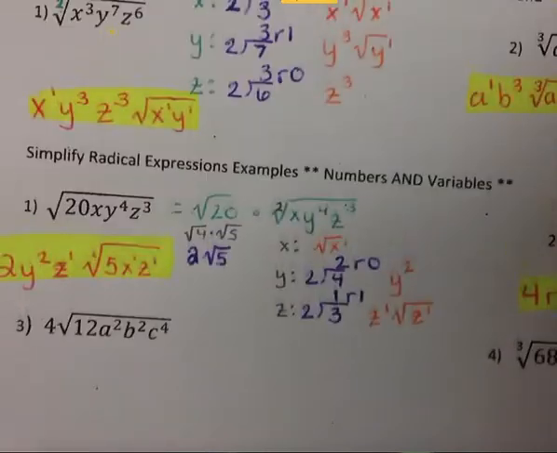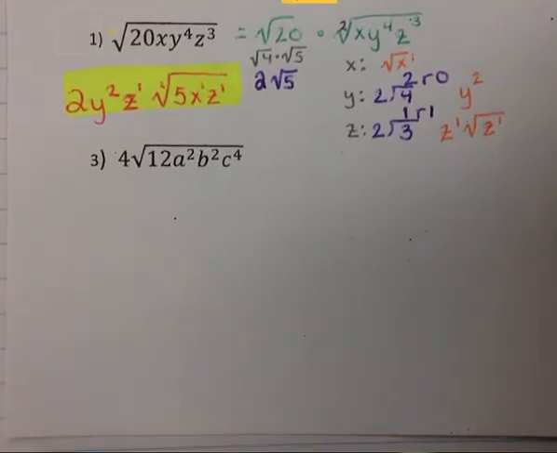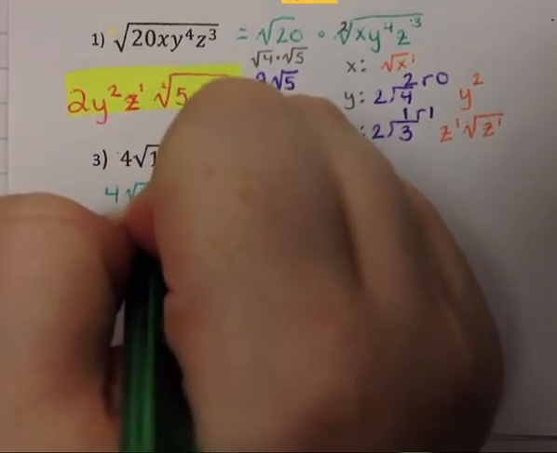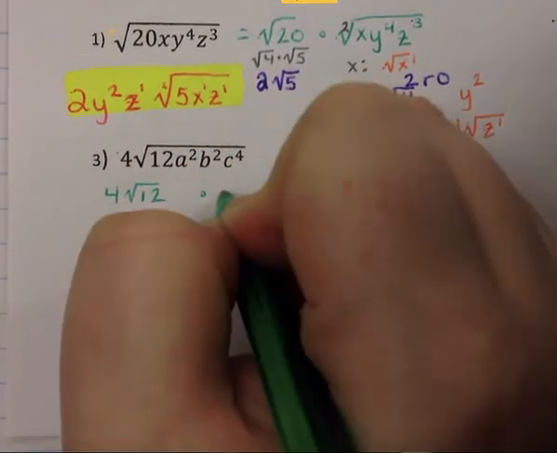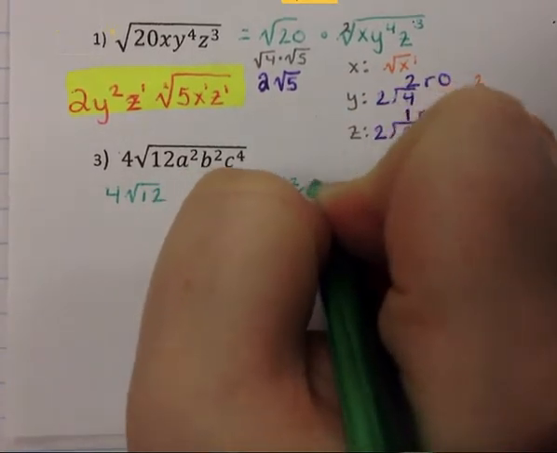On problem 3, this goes back to a square root. This is 4 square root of 12, a squared, b squared, c to the 4th. So again, we're going to separate these as 2 values. So we have 4 square root of 12 times the square root of a squared, b squared, and c to the 4th.